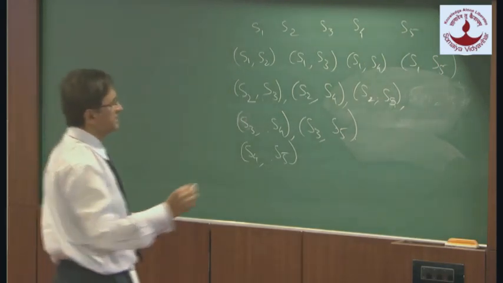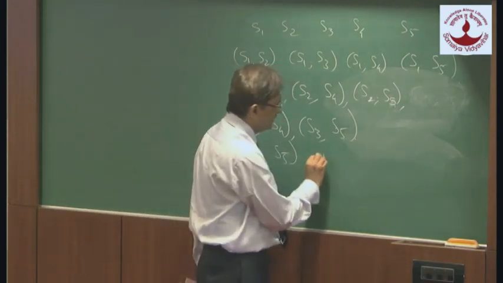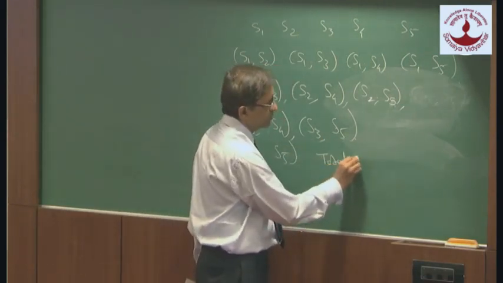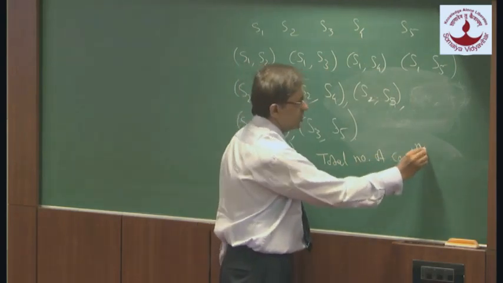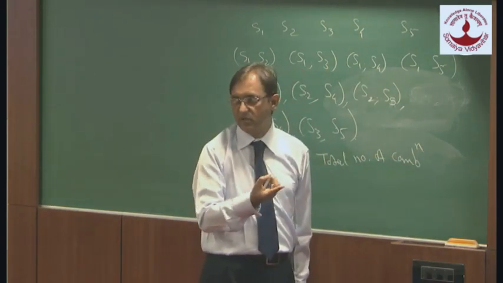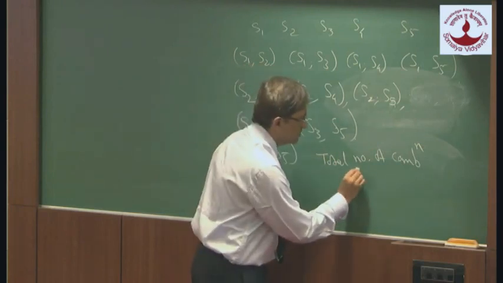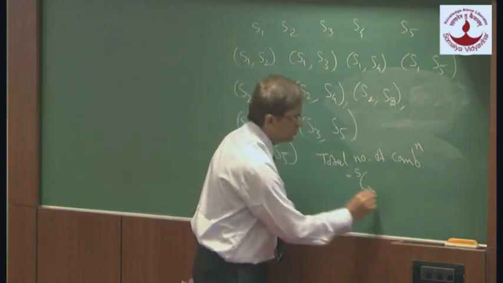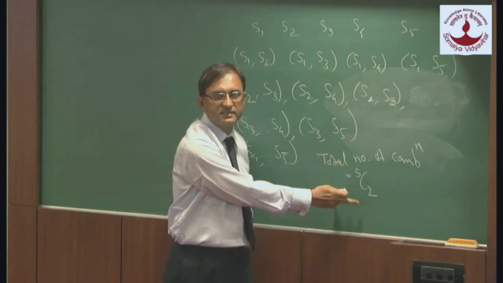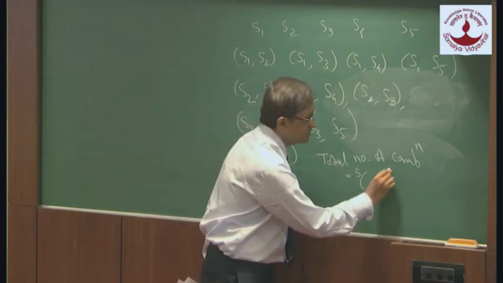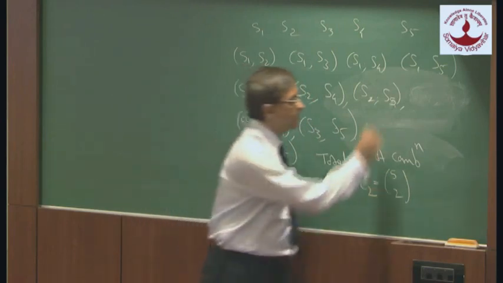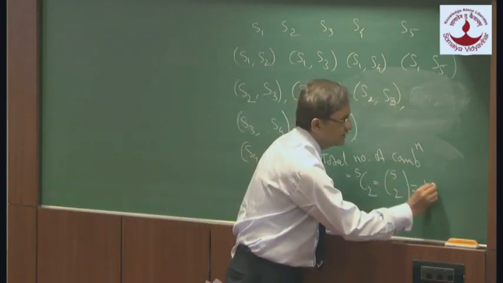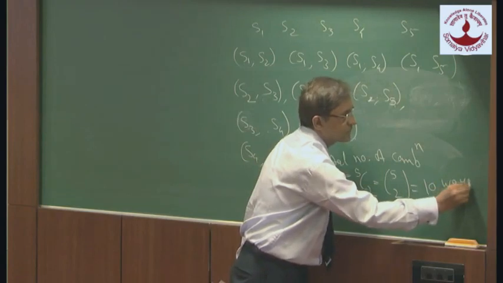Mathematically it is written like this: the total number of combinations, or selections, is given by 5C2. This is the notation 5C2, or some authors use this other notation. By calculating, we got the answer 10 ways.